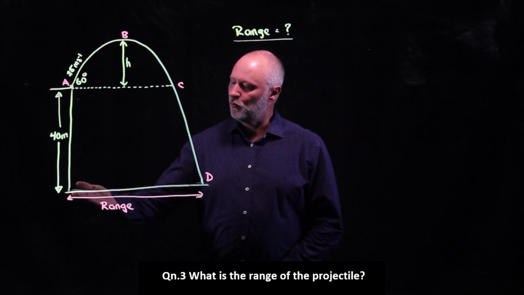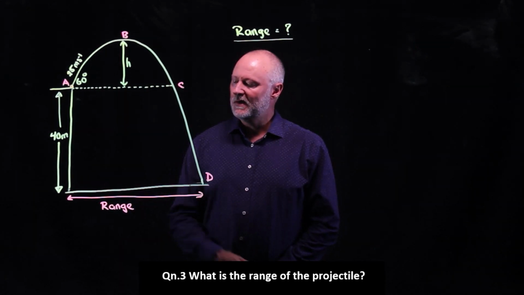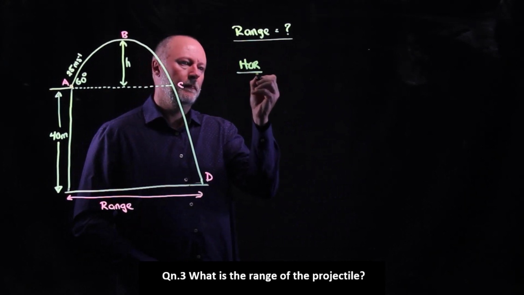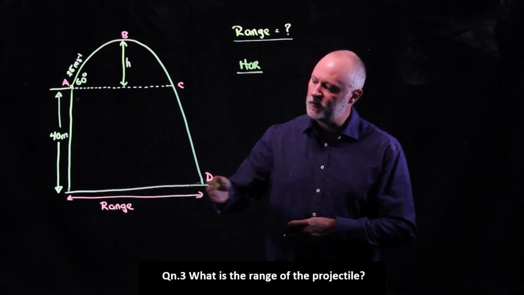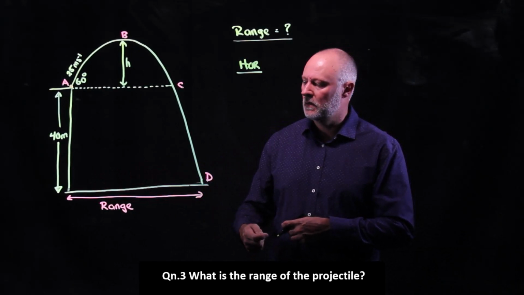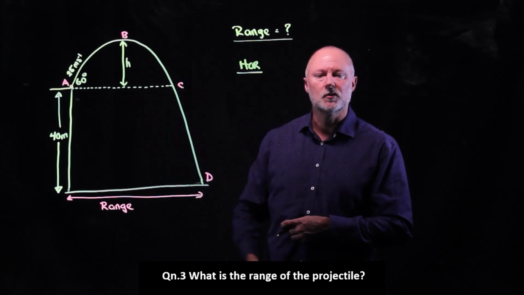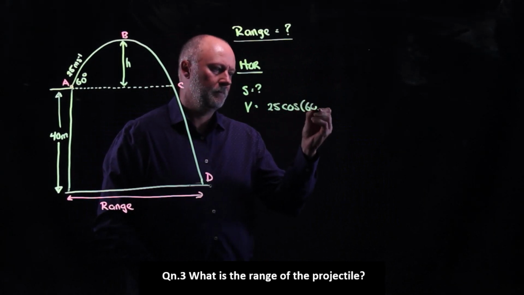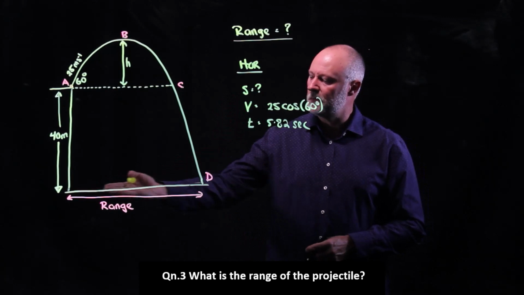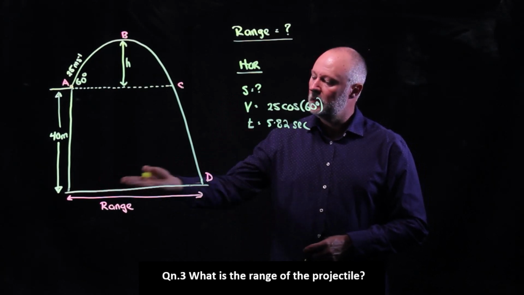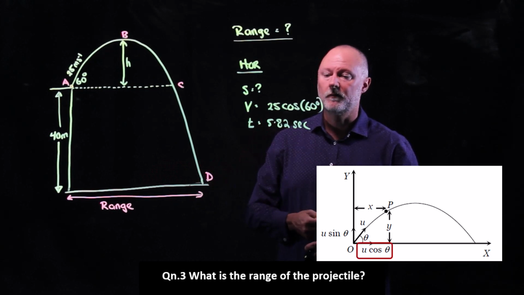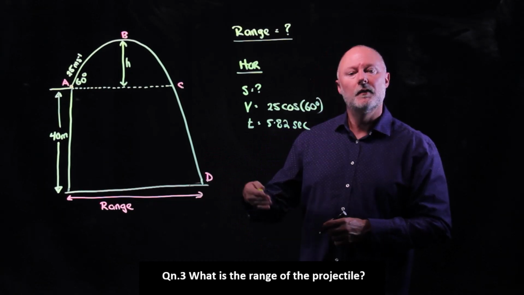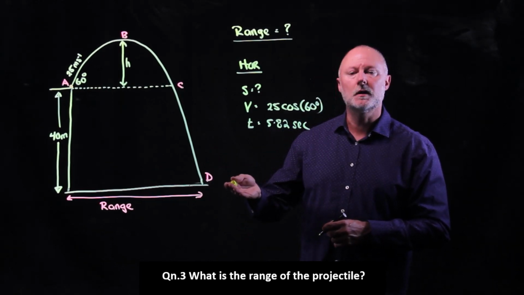We're now asked to calculate the range of the projection. Now the range is in the horizontal. So first of all, let's consider this as a horizontal calculation. Horizontally, we have a constant sideways velocity. There is no acceleration. And we know that this particular projection took a total time of 5.82 seconds. So our displacement horizontally is the question. Our constant velocity or speed horizontally is 25 cos of 60. And the time of this particular duration is 5.82 seconds.